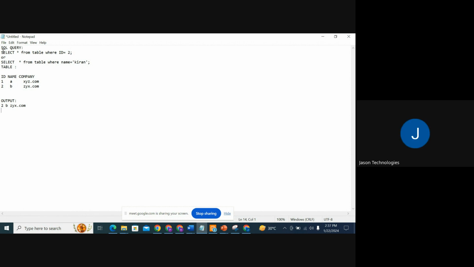This is an SQL. These are the SQL queries. Here select is the keyword. Here from means this select keyword, star. Star means getting all records. In the place of star, if we provide only company, then we will get the output as only xyz.com. Did you understand this point?